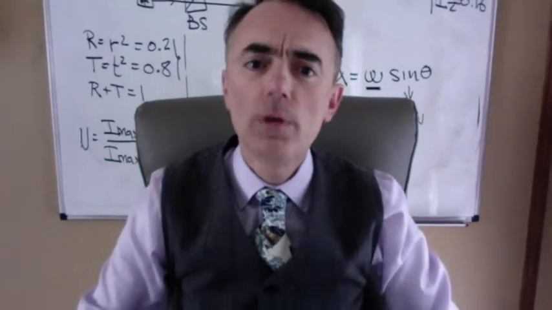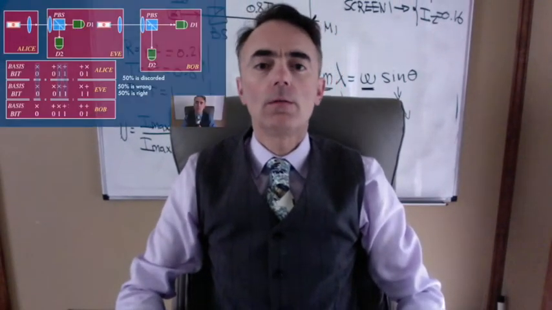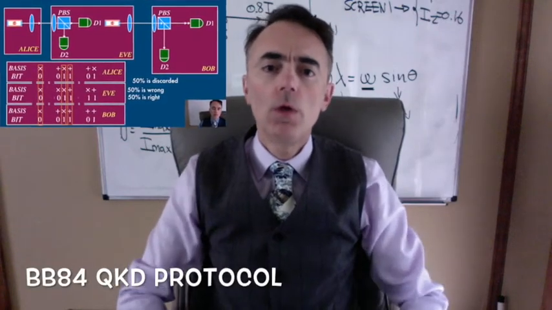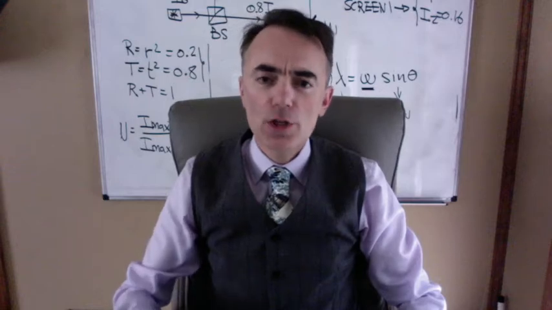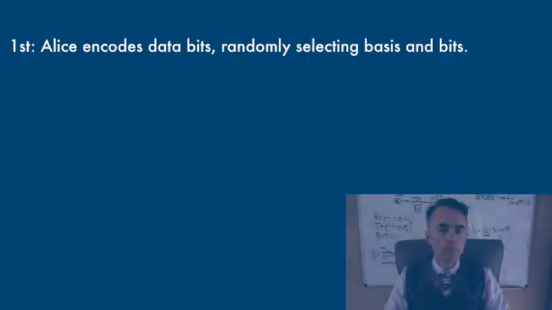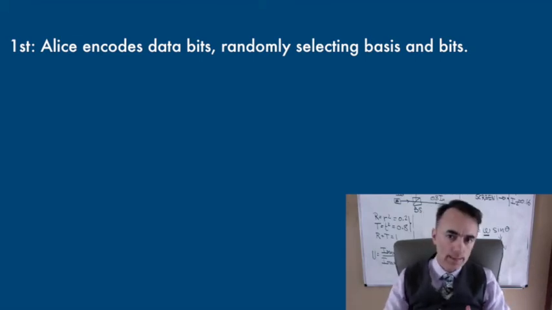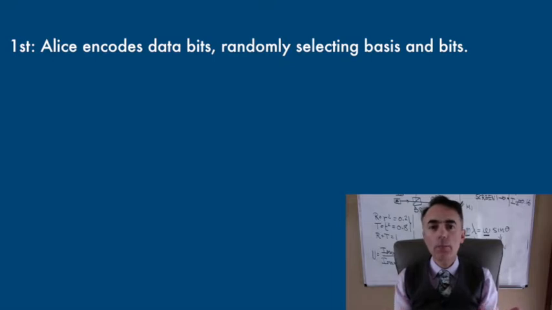So, before moving on, let me resume what we were talking about in the previous lesson about the BB84 QKD protocol. We can sketch the protocol in 6 steps, followed by Alice and Bob. First, Alice encodes a sequence of bits by randomly selecting a basis, horizontal-vertical or diagonal-anti-diagonal, and randomly selecting the bits, 1 or 0.